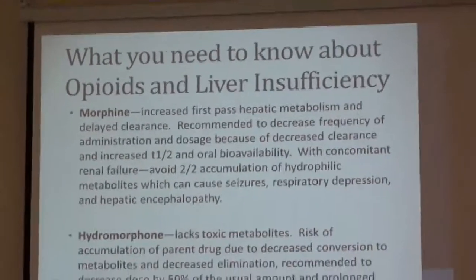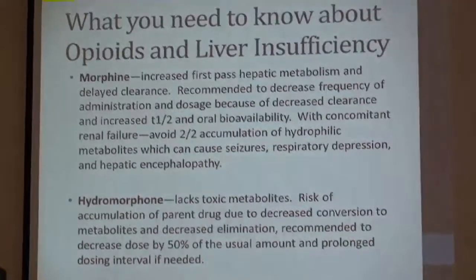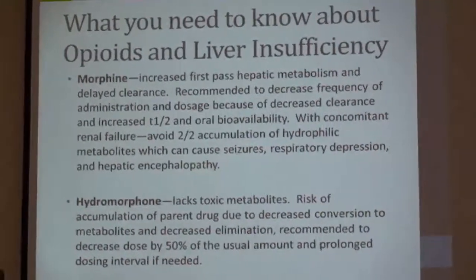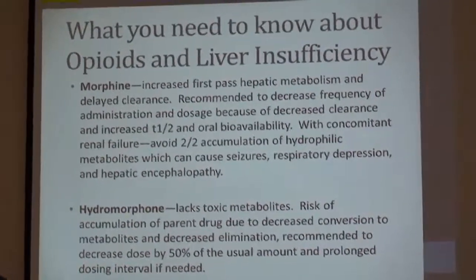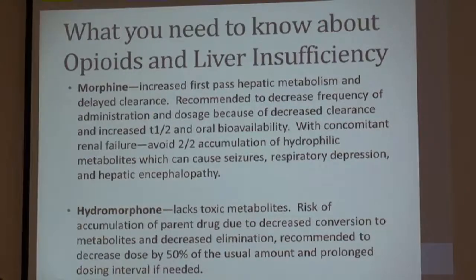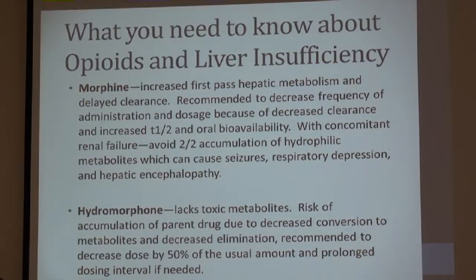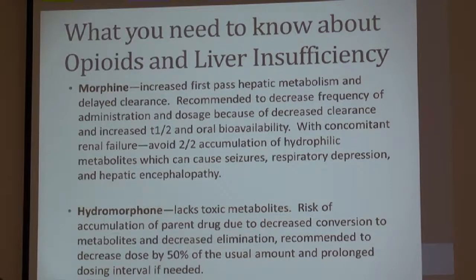Important point. What about liver problems, patients with liver problems? With morphine, you have an increased first pass metabolism and a delayed clearance. So we recommend that you decrease the frequency of administration and the dosage. And then if they have concomitant renal failure, you also want to avoid it secondary to the accumulation of the hydrophilic metabolites. So if they have renal failure and liver failure, morphine is not your choice.